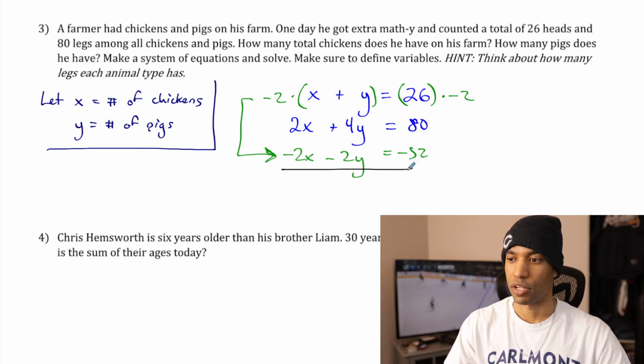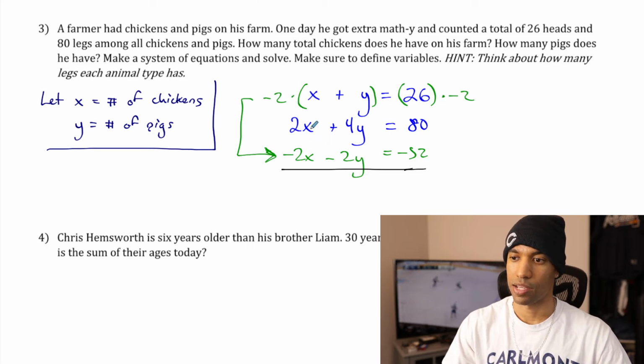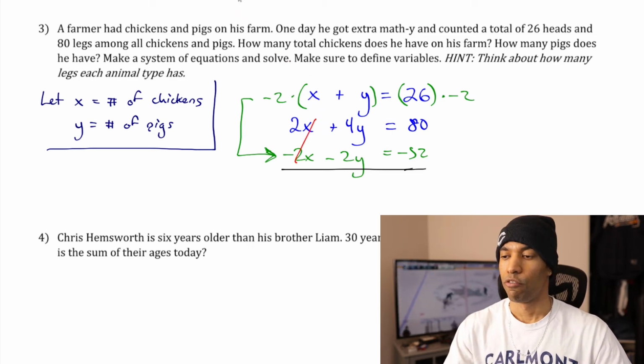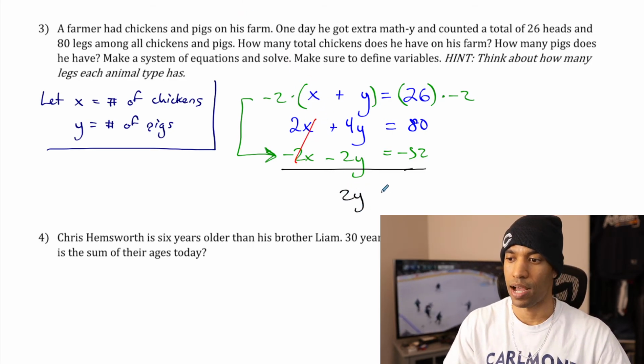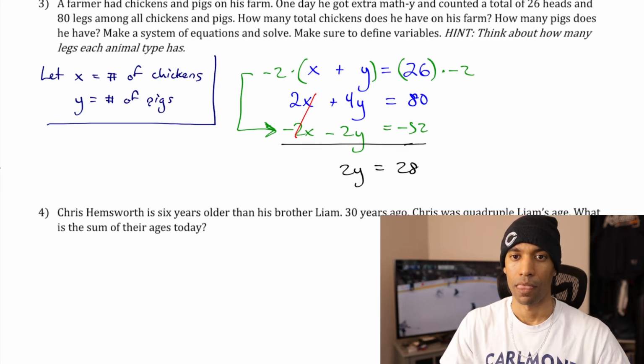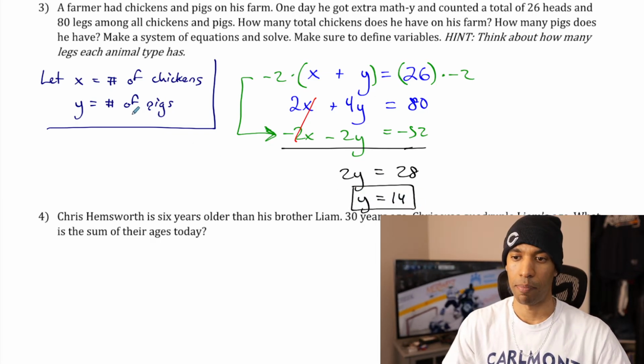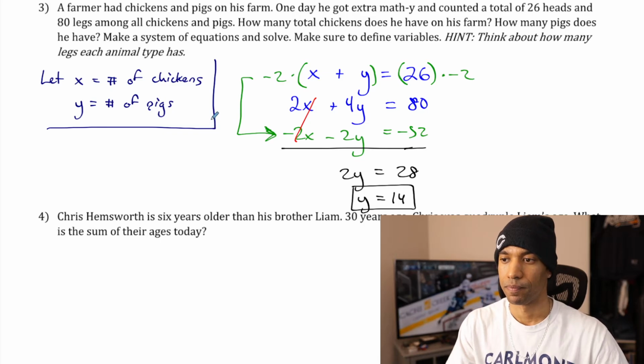And then when you solve this, let me go ahead and solve it. 2x minus 2x is 0x, it's 0. 4y minus 2y is 2y, and 80 minus 52 is 28. We solve for y. We get y equals 14 because we divide both sides by 2. There are apparently 14 pigs on the farm.